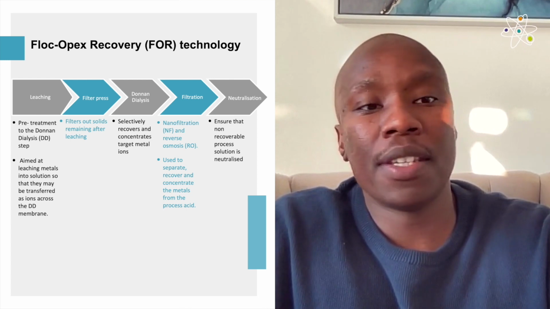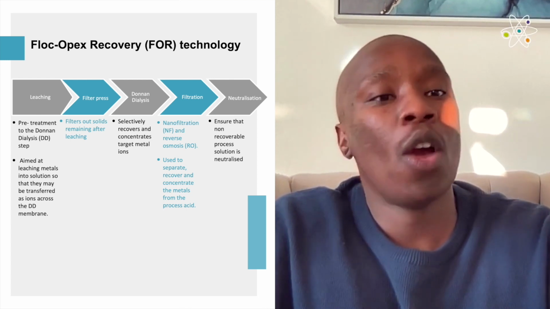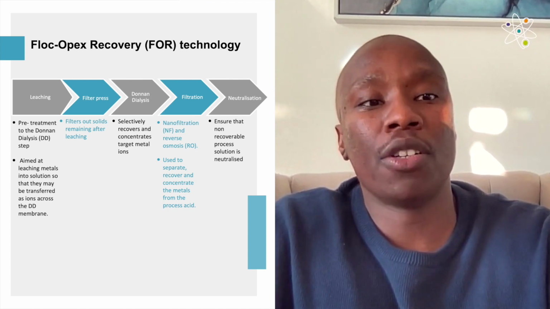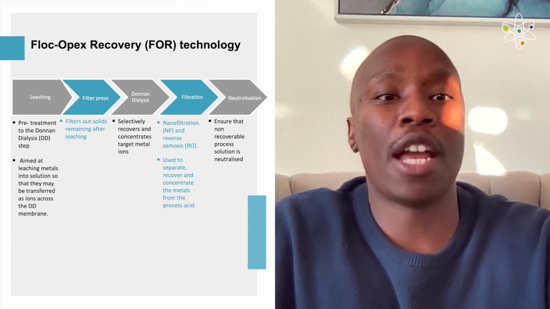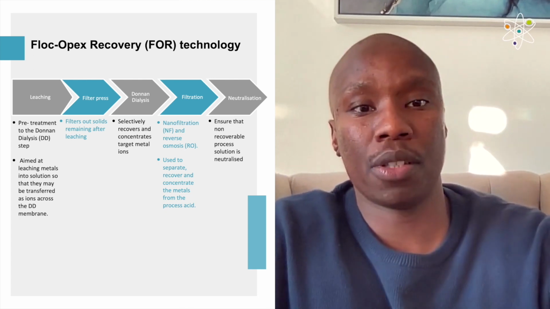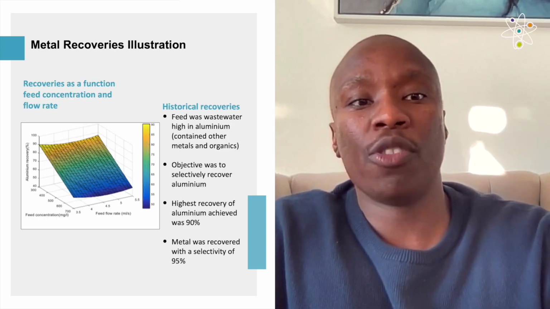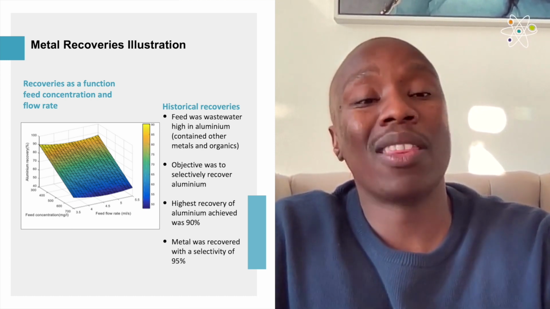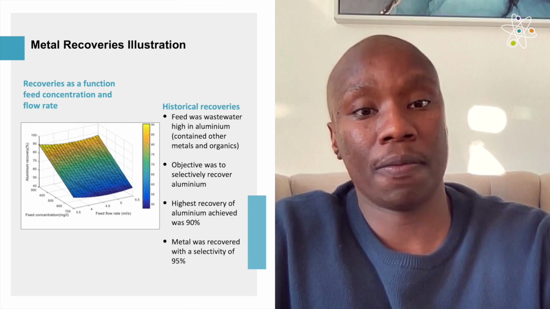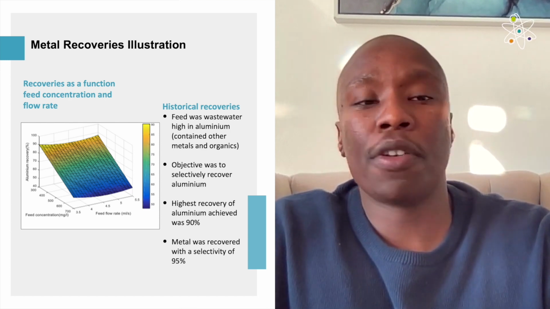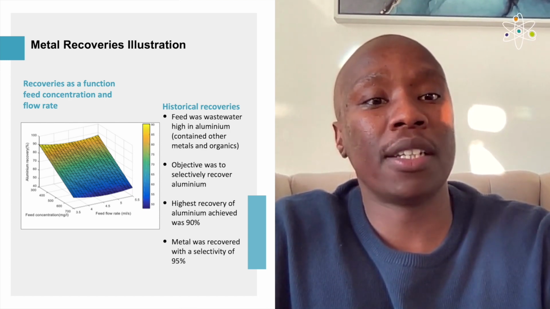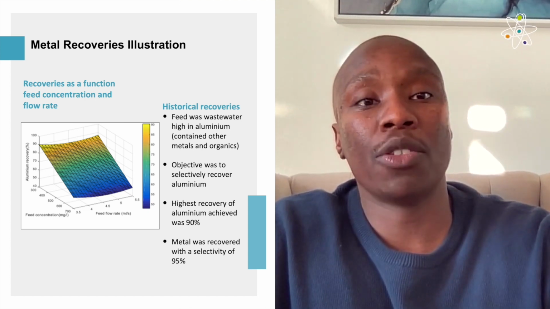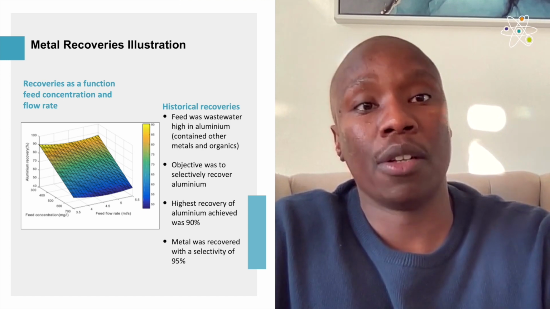Once we're happy with our recoveries and our selectivity, we then concentrate and recycle the process solution that we've been using through a combination of traditional membrane processes such as nanofiltration and reverse osmosis. Through this full process, we've been selectively able to recover up to 90% of our target metals with a 95% selectivity rate. In short, FOR could serve as a powerful tool whether your company's objective is to reduce its environmental footprint or to recover target metals with the aim of increasing your bottom line.